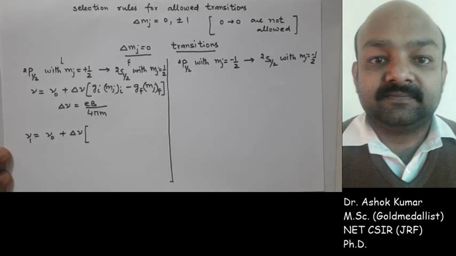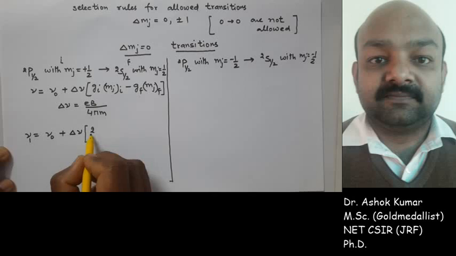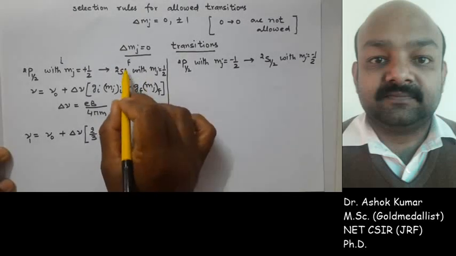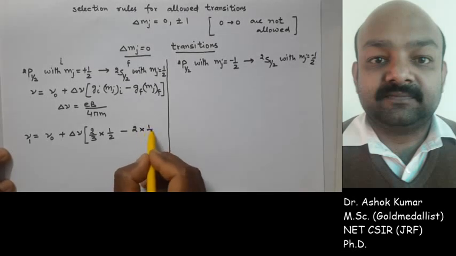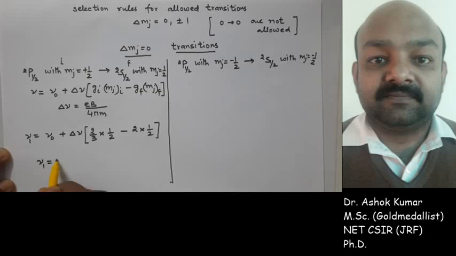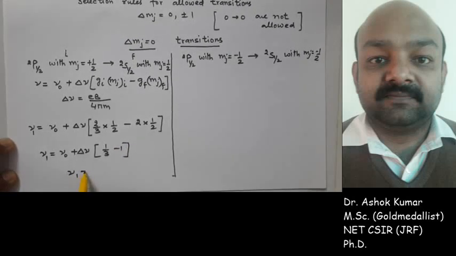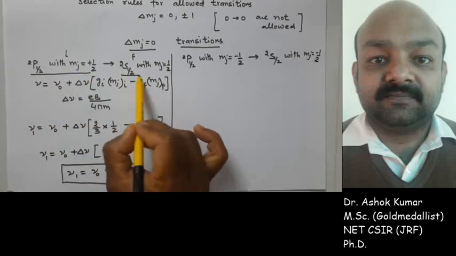For the first energy level, for this we calculate Lande G factor equal to 2 by 3. mj value is plus half. For this state we calculate Lande G factor equal to 2 and mj value is 1 by 2. So nu 1 is nu naught plus delta nu 1 by 3 minus 1. So nu 1 is nu naught minus 2 by 3 delta nu. So this will be the frequency for the first transition taking place from this very state to this very state.